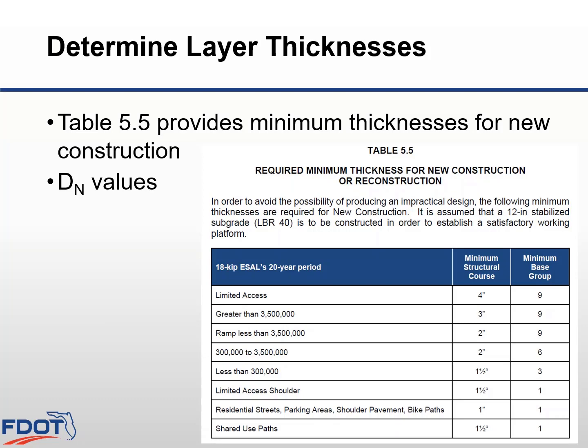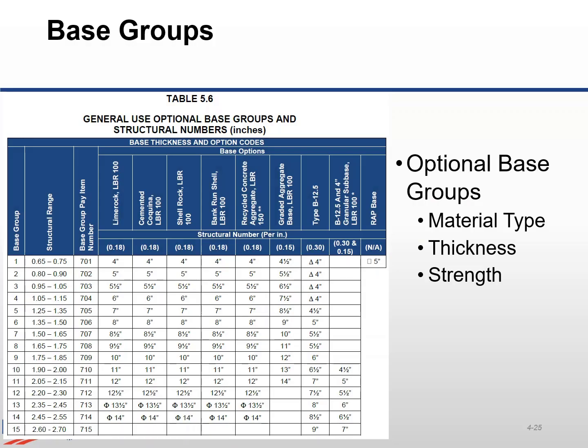So for our example problem, we have a design ESAL of 12.6 million, so our minimum structural course thickness is 3 inches and our minimum base group is 9. So let's look at what base groups are. If we recall from Module 1, there are different base course materials that may have different thicknesses but are structurally equivalent, and they're grouped together to form an optional base group, as shown here.